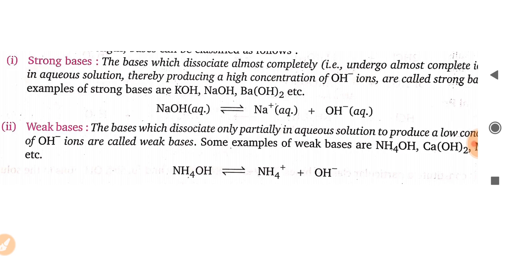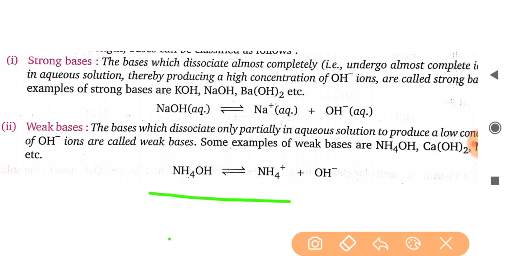Now we move to the weak bases. The bases which dissociate only partially in aqueous solution to produce a low concentration of OH minus ions are called weak bases. Their concentration is also low. That's why they are weak bases: when they are not completely dissolved in water, you can easily understand how they can become strong. When the ions are not completely dissolved in water, they will remain weak. So NH4OH is dissolved like this, but it is a weak base.